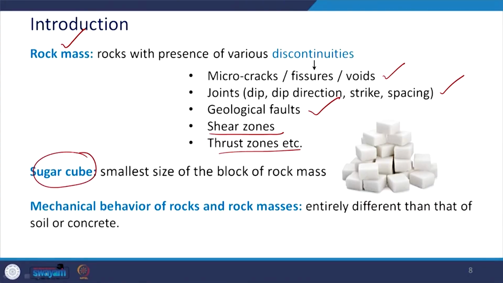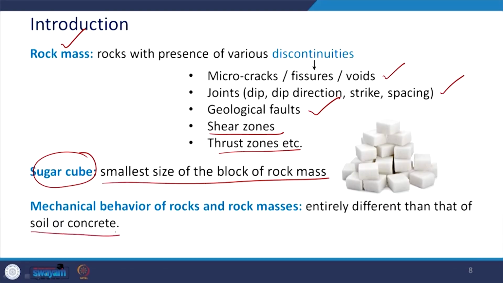Now, you come across this rock mass every other day in the form of a sugar cube. Here I have put a picture where these sugar cubes are shown. The smallest block size of the rock mass is represented by this sugar cube. Now, you know how the composition of the material rock is different from that of soil or concrete, and therefore the mechanical behavior of rock and rock masses is entirely different from that of soil or concrete.